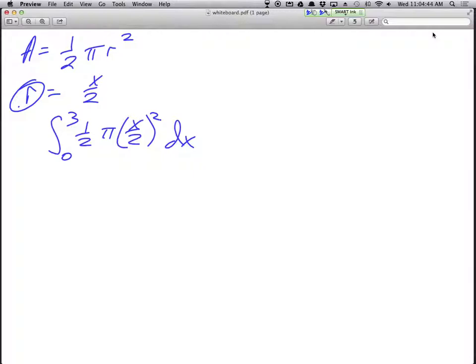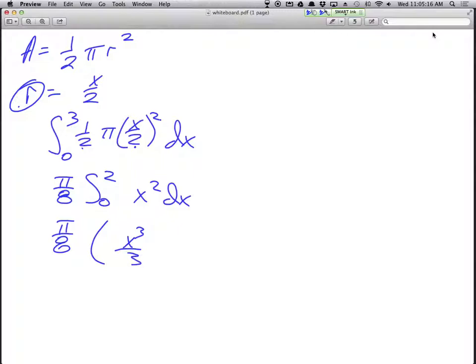Oh, we can remove the 1/2 pi. Let's move the 1/2 out, but what does this 2 underneath the x turn into? Does it turn into a 4 when I square it? So I've got a 4 and a 2, and take the pi out. Let's take a pi over 8 out. And that just leaves me with x squared on the inside. So we integrate x squared. So that's x cubed over 3 from 0 to 2.